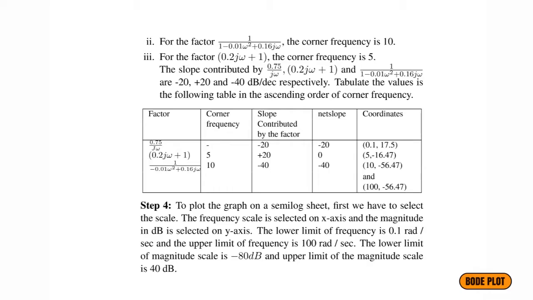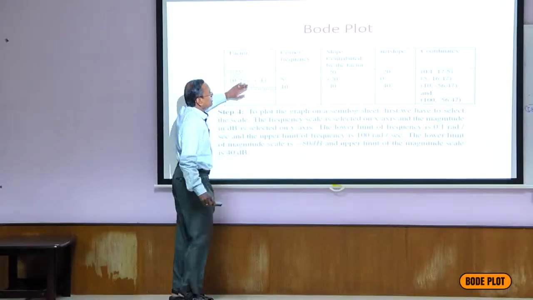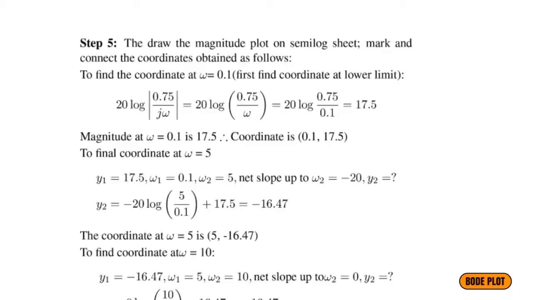Here the corner frequency is 10. The slope contributed from 10 is minus 40. So here the net slope earlier is 0. If you add minus 40, you get minus 40. When finding the coordinate at 10, up to 10 there is no contribution by this factor, so we have to consider the earlier slope. Omega 1 is 5, omega 2 is 10, net slope is 0, y1 is minus 16.47, therefore y2 equals minus 16.47. Go to the previous table.